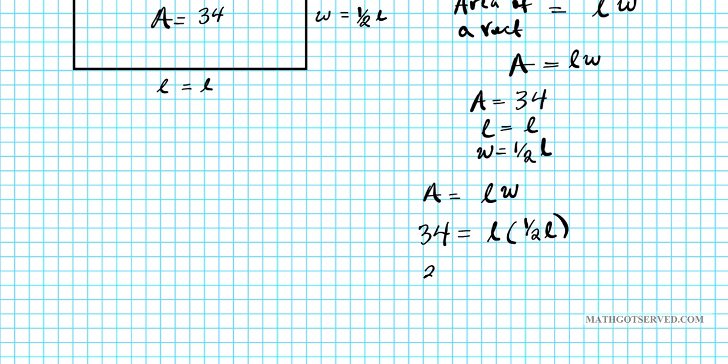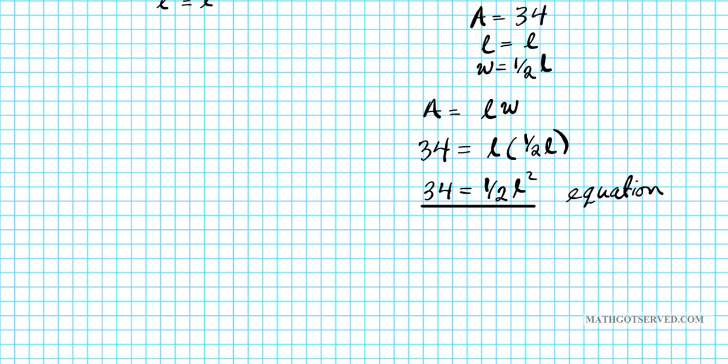Now let's just simplify it. We have 34 equals 1/2 L times L is L squared. Okay, so this right here is part of the answer. What is this? This is the equation that must be solved to help you find the width. So this is the equation. All right. Okay, now we have part of the problem done.